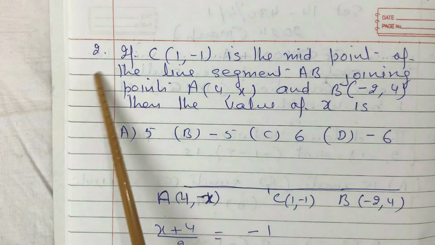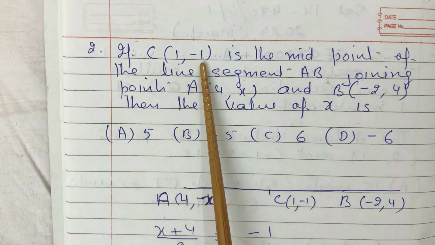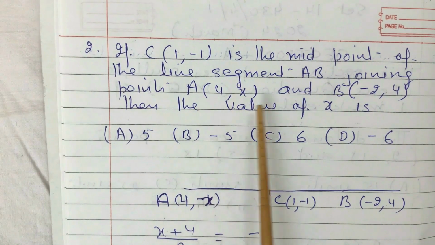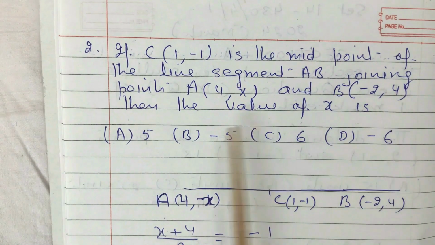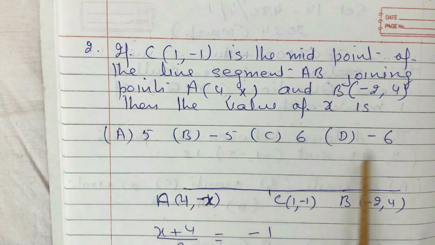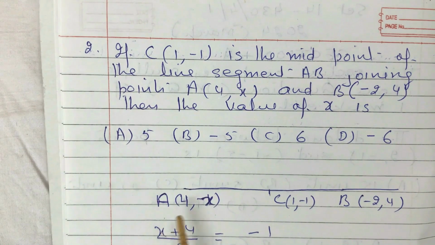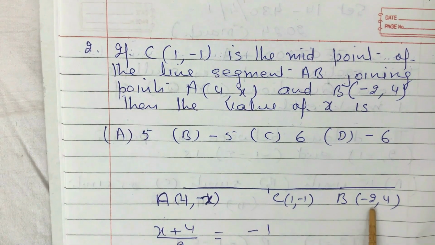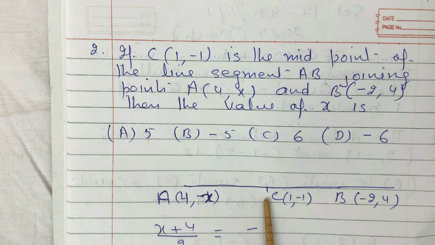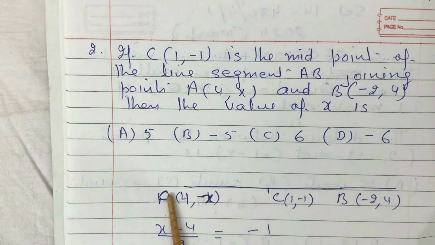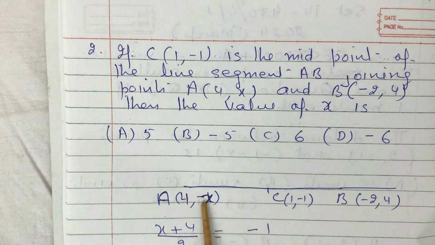The second question: if C(1, -1) is the midpoint of the line segment AB joining points A(4, x) and B(-2, 4), then the value of x is. Again there are 4 options. Now this is the line segment AB. The coordinates of A are (4, x), the coordinates of B are (-2, 4). Let this point be C(1, -1). Now this is the midpoint of these 2 coordinates A and B. So I am to find the value of x.